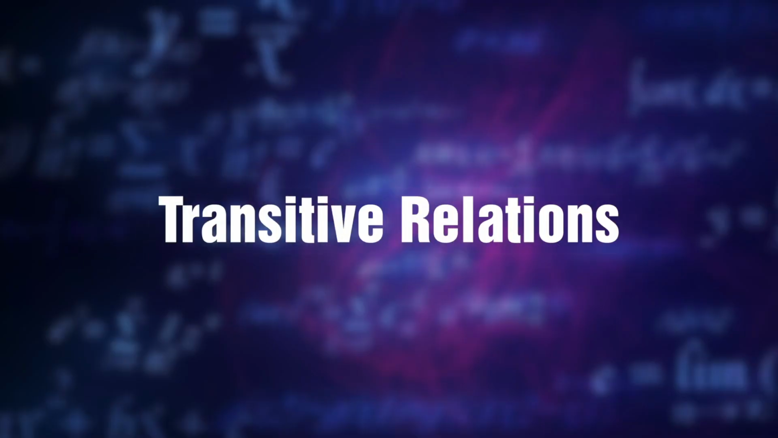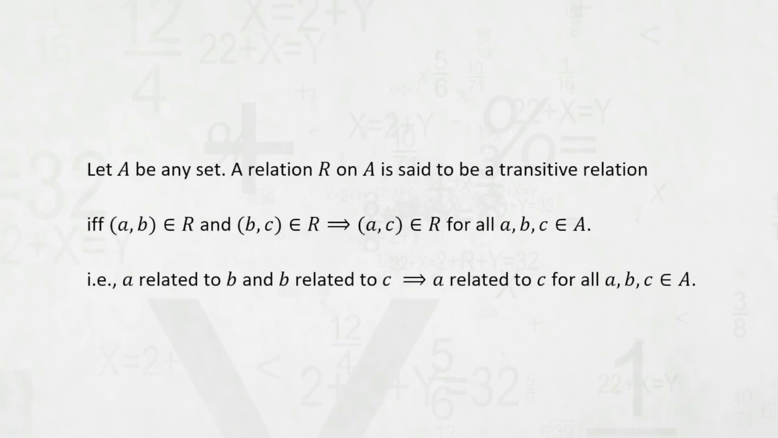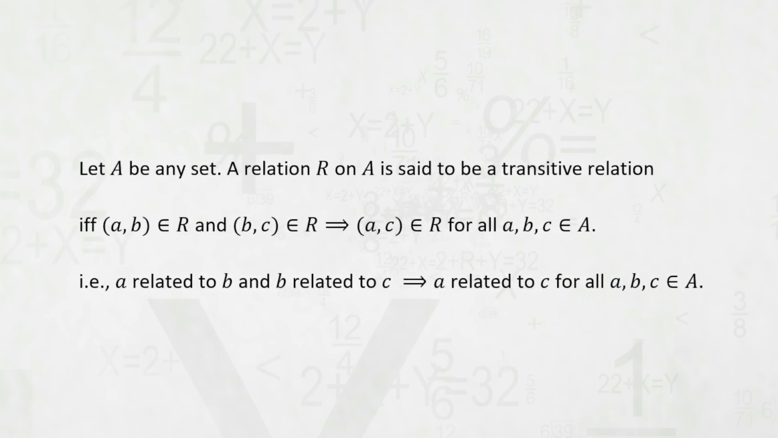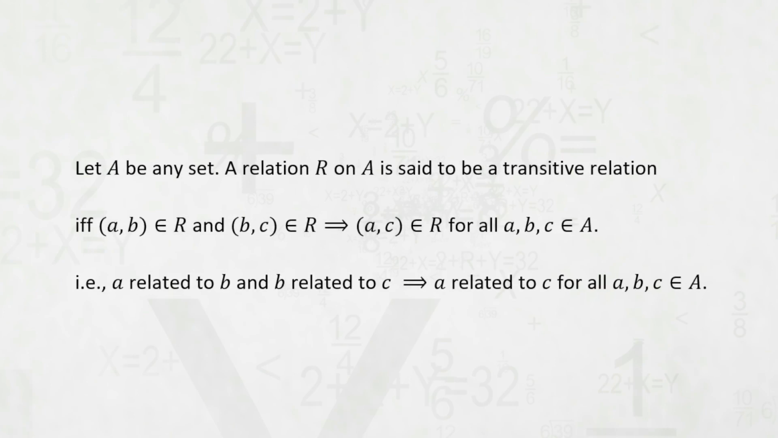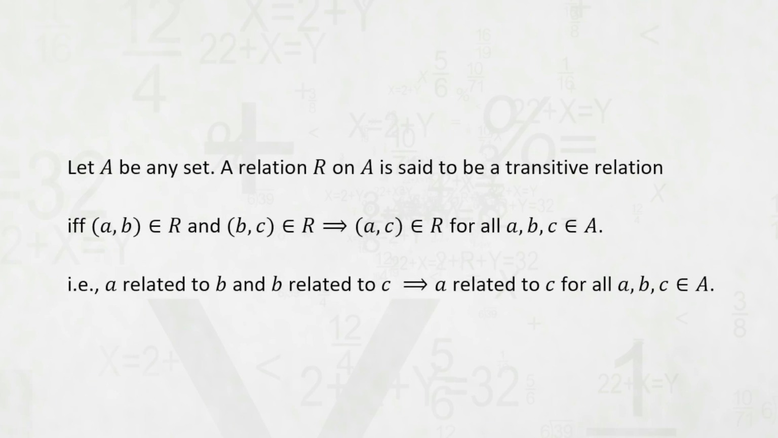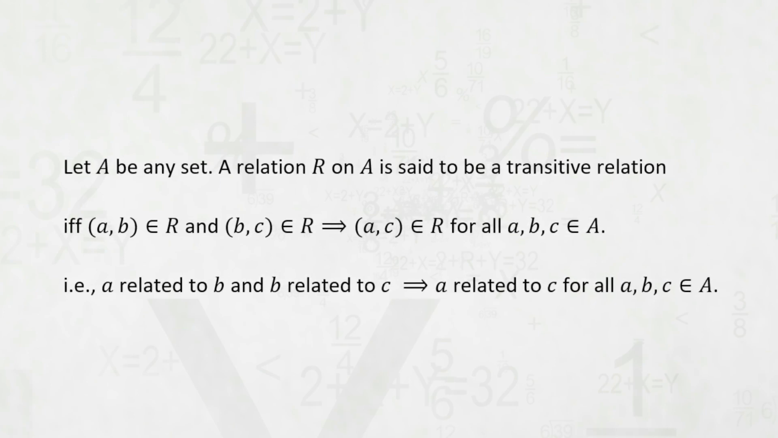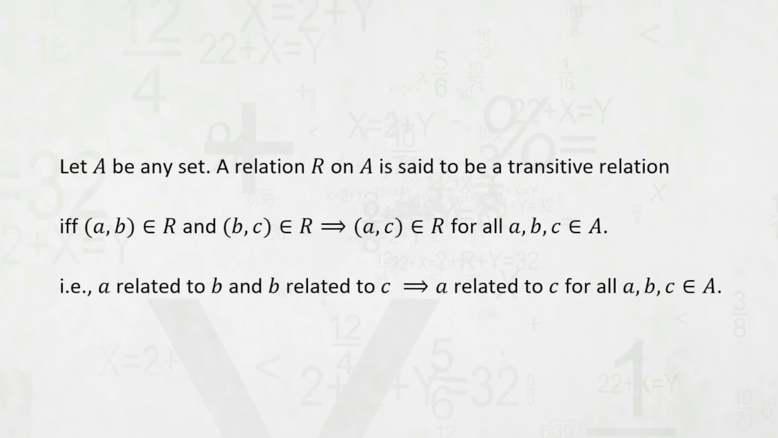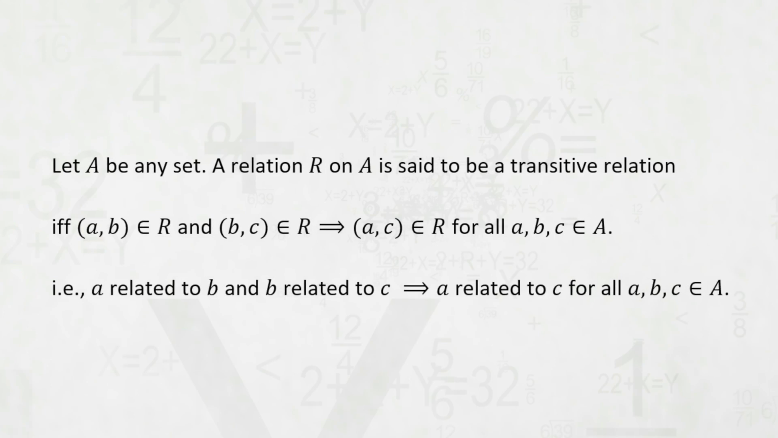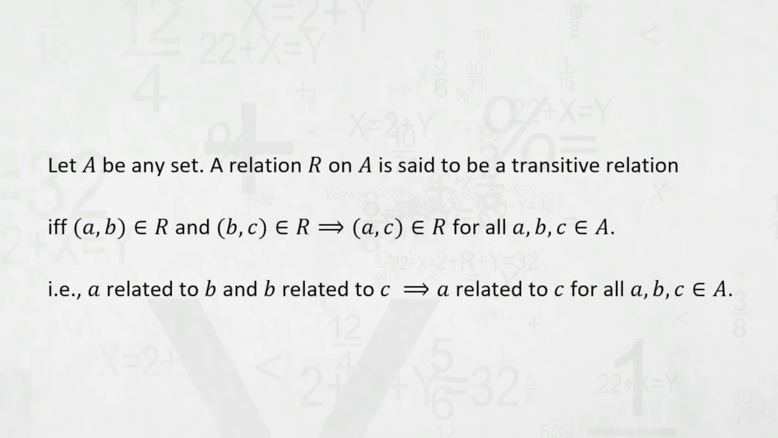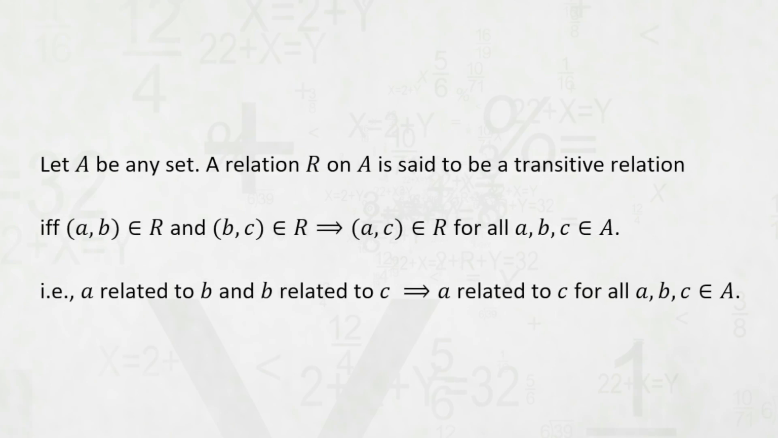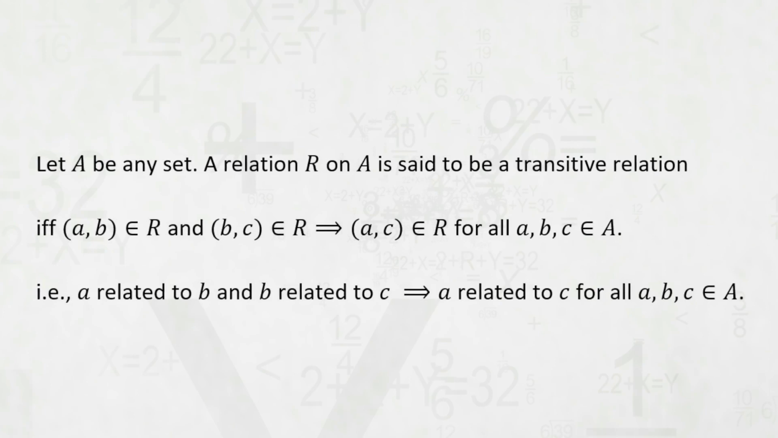We shall now move on to transitive relations. Let A be any set. A relation R on A is said to be a transitive relation if and only if the ordered pair (a, b) belongs to R and the ordered pair (b, c) belongs to R implies the ordered pair (a, c) belongs to R for all a, b and c belonging to A. That is, a is related to b and b is related to c implies a is related to c for all a, b, c belonging to A.